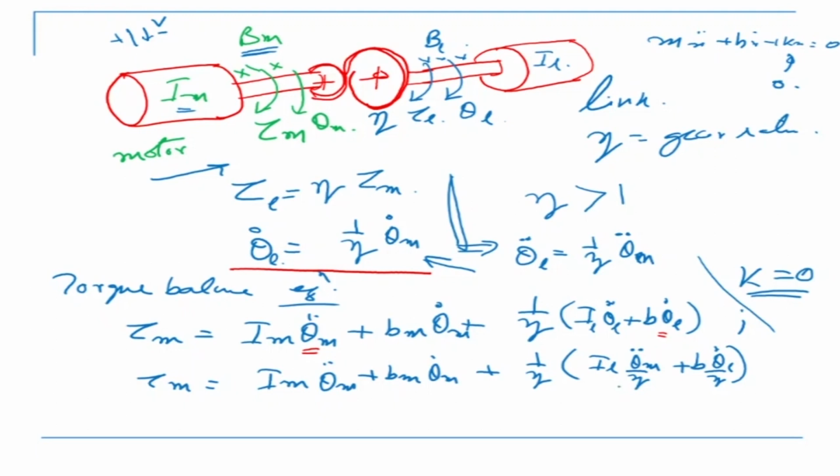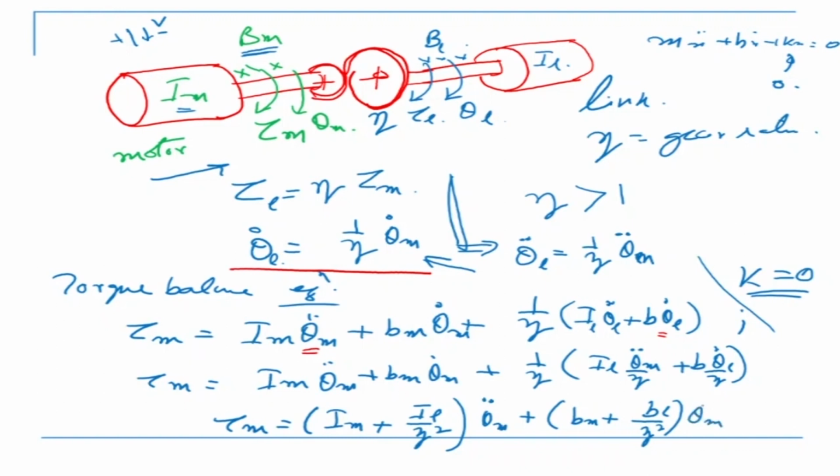Now I combine all the theta m's. So tau m is equal to Im plus IL into zeta squared, into theta m double dot, plus Bm plus BL into zeta squared, into theta m dot. So what we see is that this is my inertia part, and this is my damping part.